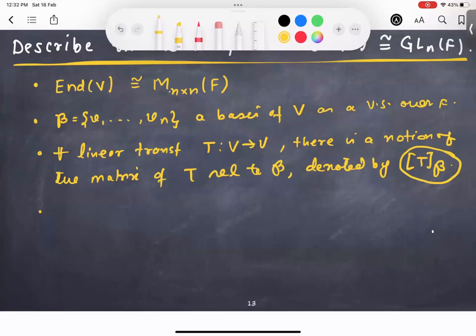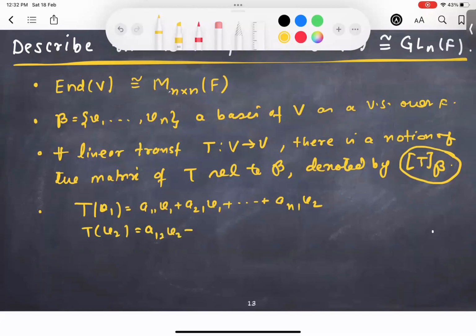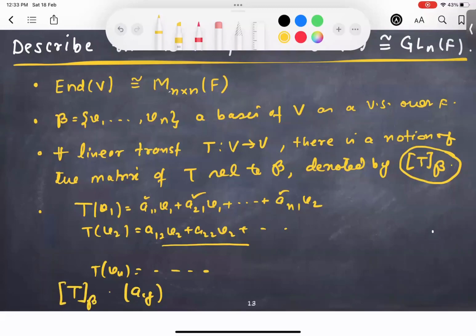How is this defined? How is this obtained? You apply this linear transformation on a basis element and write it as a linear combination of basis elements, which is possible because it's a basis. Then you have T(v2), you write it as a linear combination, and so on, and similarly you have T(vn). Now this matrix (a_ij): whatever coefficients you get for T(v1), you put in the first column of the matrix. Whatever coefficients you get when you compute T(v2), you put in the second column of the matrix. And that is my notion of the matrix of T relative to B.